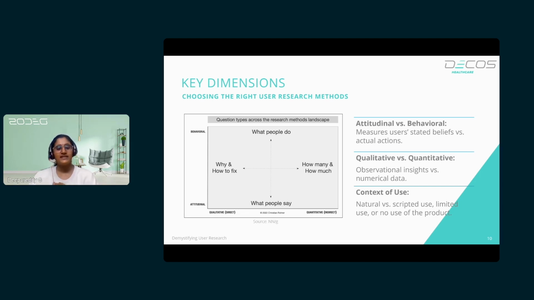So basically, each dimension that we are seeing here in this chart provides a way to distinguish among the studies, in terms of the questions they answer from the users and the purposes they are most suited for. The chart here illustrates how the first two dimensions, attitude versus behavior and qualitative versus quantitative, affect the third one, the context of use.